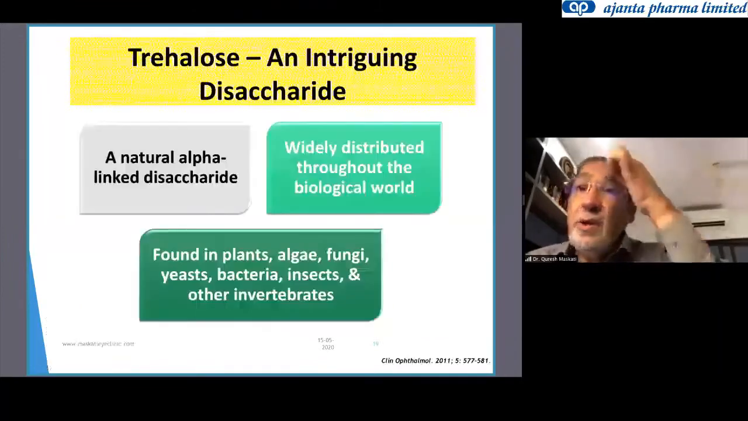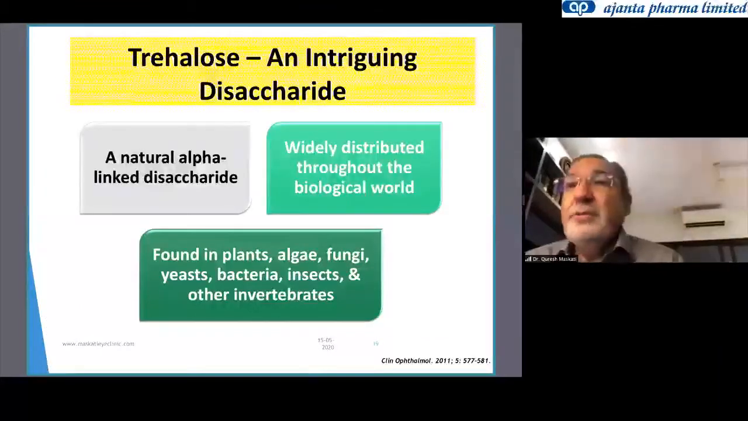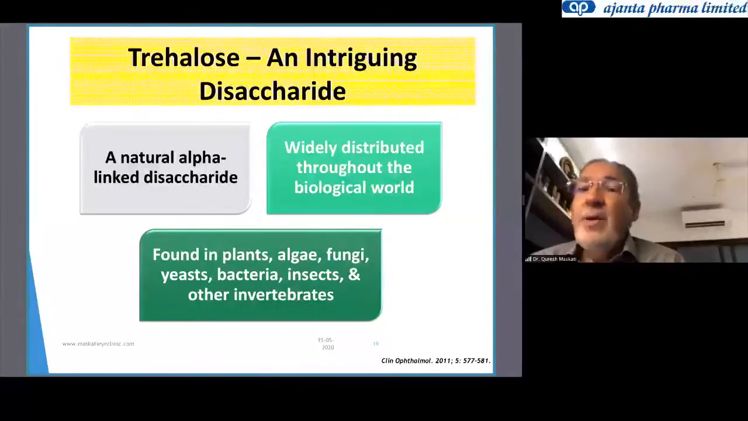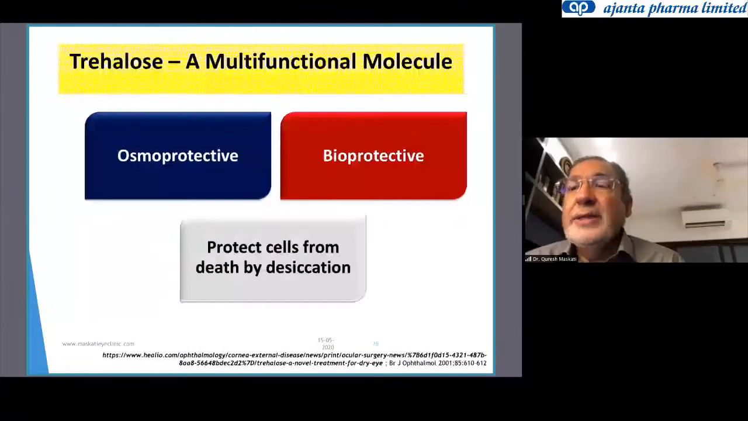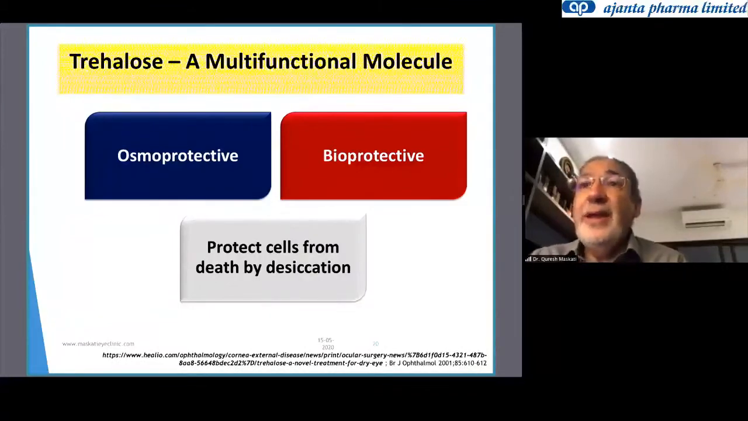Now, Trehalose, Dr. Rohit Shetty introduced the subject. It's again widely distributed through the biological world. It's a naturally occurring disaccharide, and it's found in plants, bacteria, everywhere, and including in our eyes. It's osmoprotective. We'll talk about the advantages of osmoprotection later. But Trehalose is uniquely bioprotective, and it's the only molecule which prevents premature cell death or apoptosis of our ocular surface in spite of being desiccated or in severely dry conditions.